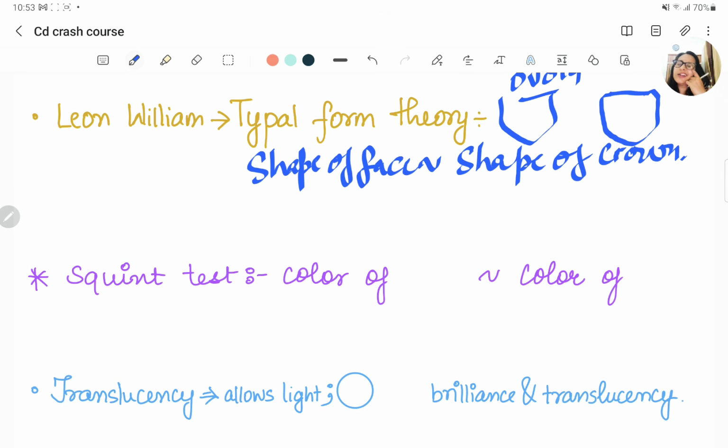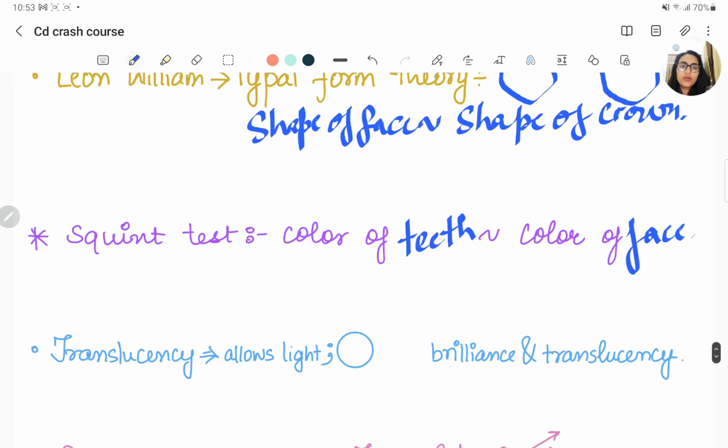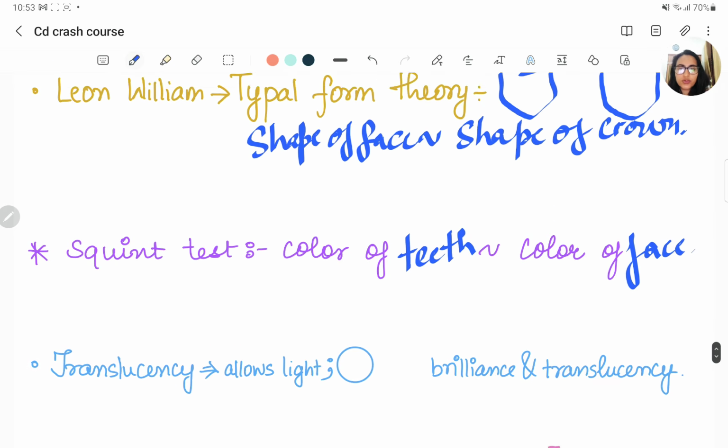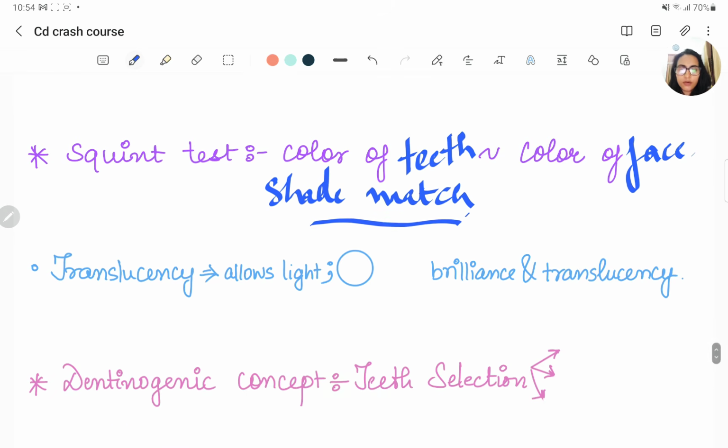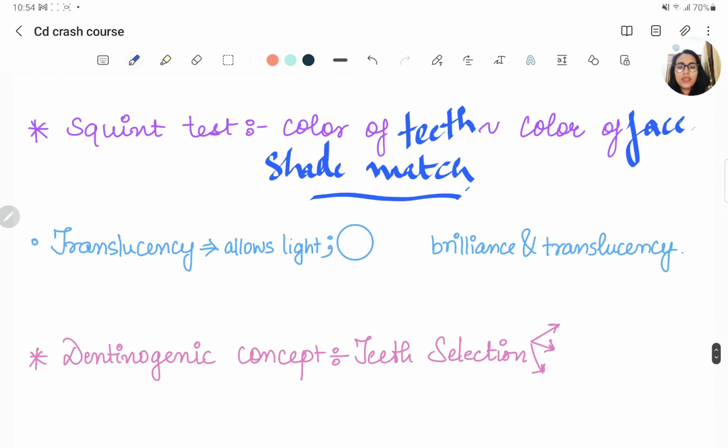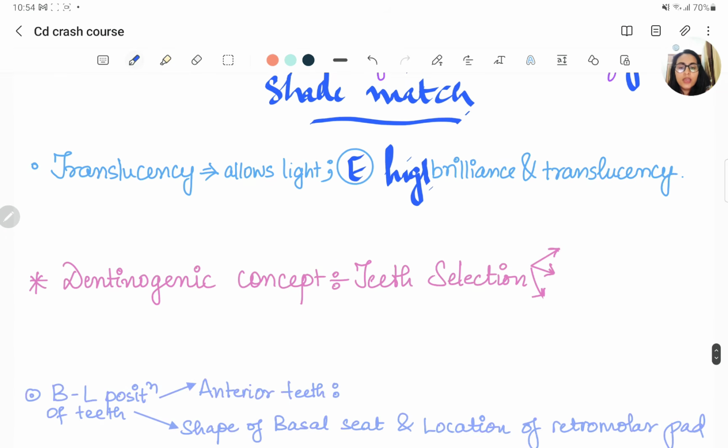Squint test is when a dentist closes one eye and matches the color of the teeth with the color of the face. We take 5 seconds to do this; it should be less than 5 seconds. So squint test is where you immediately match the shade. Basically it is for shade matching. The color of the teeth is matched with the color of the face. Translucency allows the light, and enamel has high brilliance and high translucency.